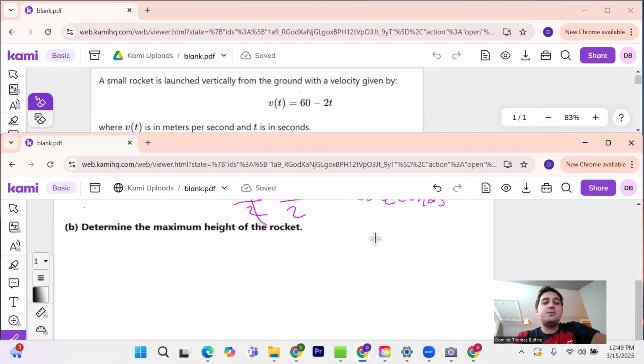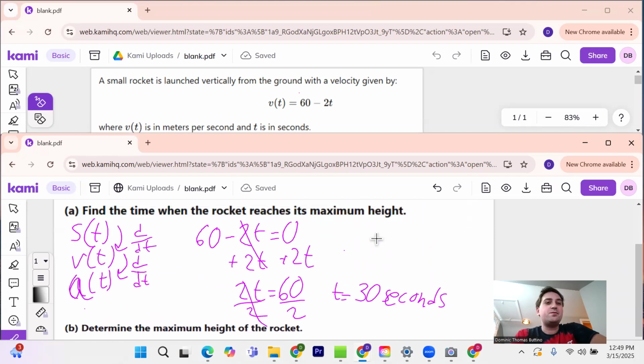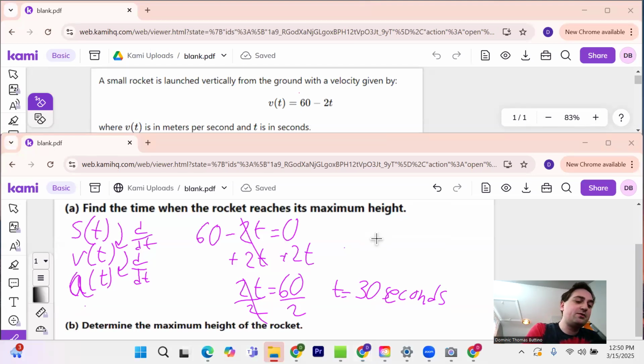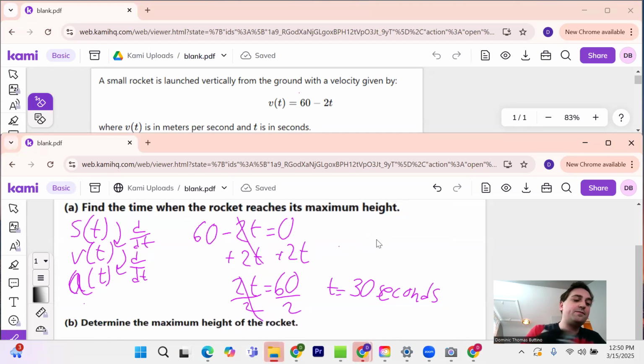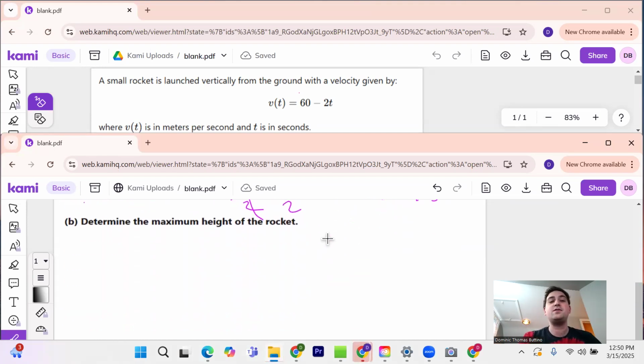Next one, determine the maximum height of the rocket. All right, so think about this one. We're already pretty much there. Because what do we know so far? We know that it takes the rocket 30 seconds to get to its maximum height. We also know the velocity function. However, do we know any of the other functions? No. What can we find? Well, remember I said that we could go backwards and take the integral as we go from the velocity function to the displacement function. So let's do that.